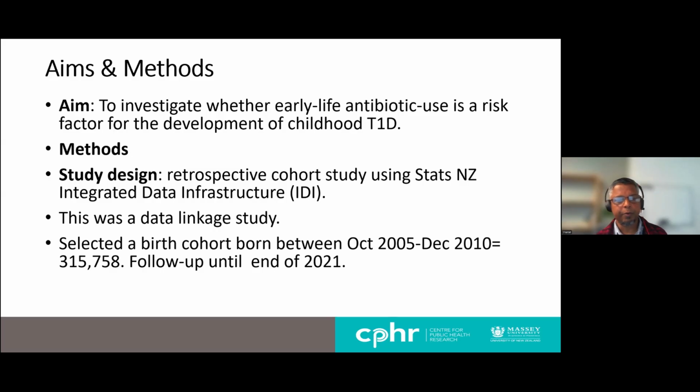So what we did was we selected a birth cohort that was born between October 2005 to December 2010. And after removing children who had left New Zealand, migrated, or died before the age of 5, we had a cohort size of 315,758 children. And we followed them until the end of 2021.